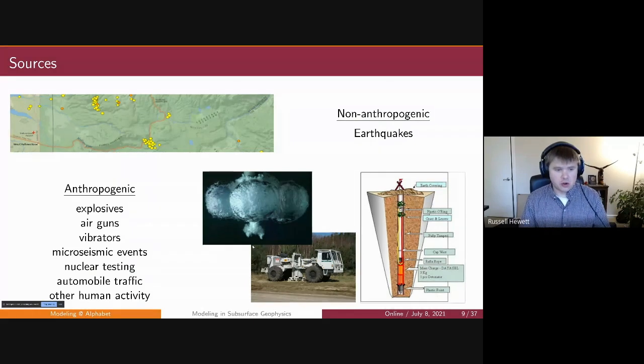Anthropogenic sources are a little more varied. In exploration, you can use explosives, so literally dynamite, air guns, which are devices that are used to induce sources in the marine environment. Basically, they create large bubbles that are designed to collapse in a certain way that produce a certain signal. Vibrators, large trucks with large vibrating cylinders that bash against the ground to induce a pattern, not unlike the Dune from the 1980s. But also things like nuclear testing, and then there's also passive sources: automobile traffic, other human activity, just general background noise can be used as a source as well.